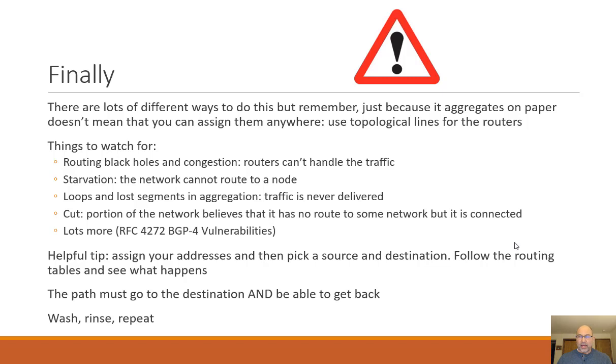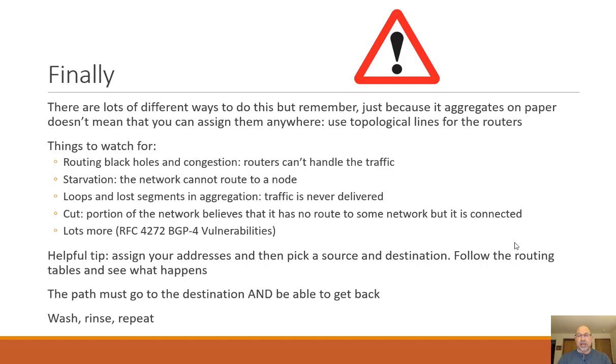There are a couple ways to do that. We talked through some that I didn't actually show you. The thing to remember is that even if it aggregates on paper, you still got to look at the topology and assign them to router interfaces in a way that the router can actually aggregate them together. So they've got to be on the same topological lines. That's the key. We've got to watch out for lots and lots of things. So if you take a look at RFC 4272, it's actually BGP4 vulnerabilities, but in that RFC it talks about a lot of these things.